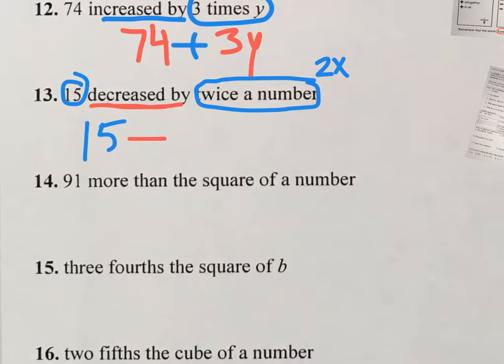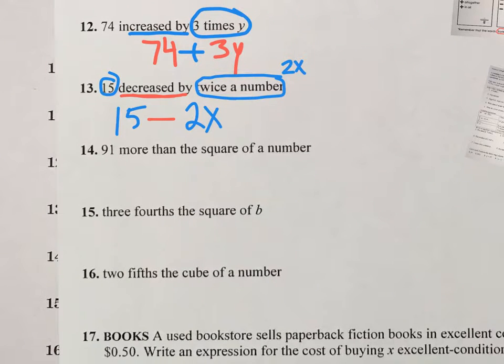And you're going to take the twice a number, which is 2 times x, and bring it down. And that's it. That's your answer. Does that help you out? Okay.